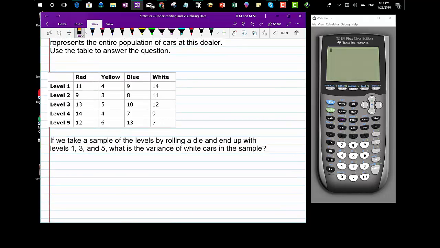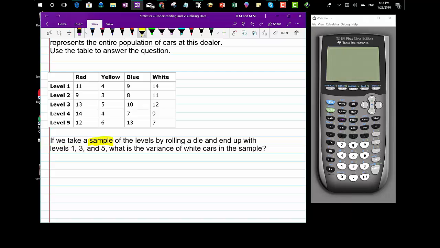Okay, so here's our table. Each level represents a level in this dealer's parking garage. And then it tells us how many cars of each color are on that level. So it says here, if we take a sample, that's a key word, highlight it, because we're going to use sample and not population when we're doing the variance.